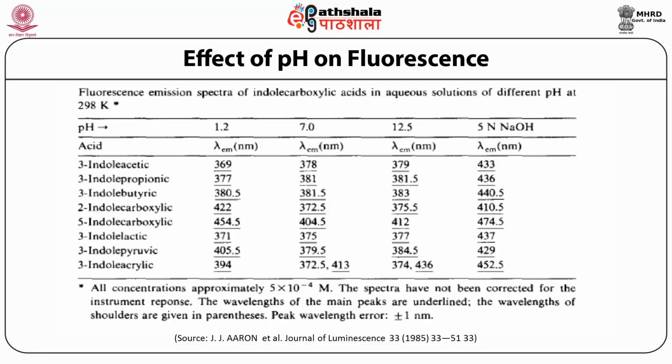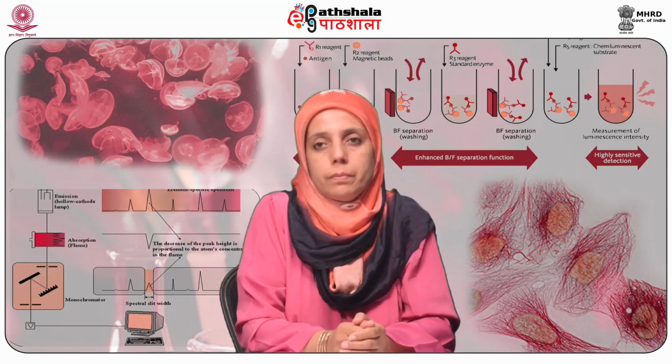Similarly, you can see 3-indole pyruvic acid. The emission at pH 1.2 is at 405.5, whereas it moves to 429 when the solution is very alkaline.